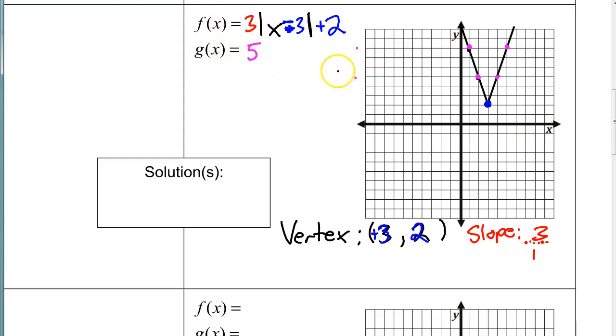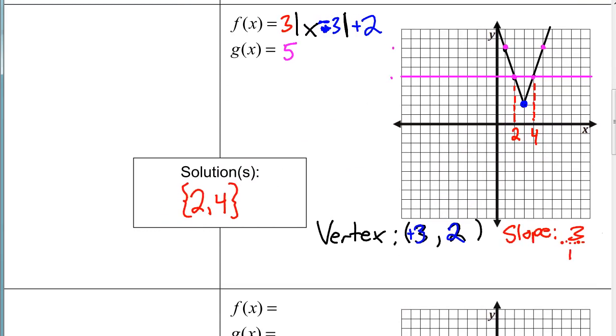There we go. So the solutions, our answers here off the x-axis, will be x equals 2 and x equals 4. So we did the whole process backwards. Instead of being given an equation and graphing it, we just made up our own vertex and slope, found the equation, and from the graph we can see our solution.